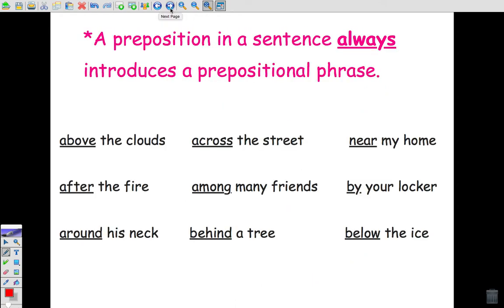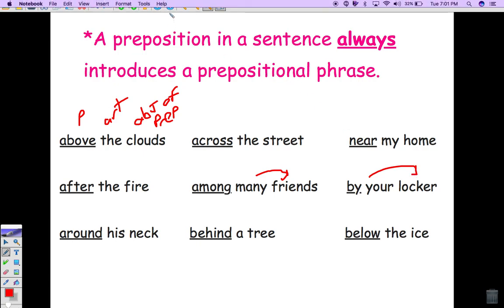Before we get into that, here are some more prepositional phrases. Above the clouds, across the street, near my home, by your locker, among many friends, below the ice, around his neck. These are all prepositional phrases. We have the preposition. We have an article. And if you remember from the other day, this is a common noun, but it's also the object of the preposition. So that's what you want to be aware of in all these. If you have the preposition, you have a prepositional phrase, and you have an object of the preposition. Sometimes we have an adjective in here to describe as well, a possessive adjective here, and so forth.